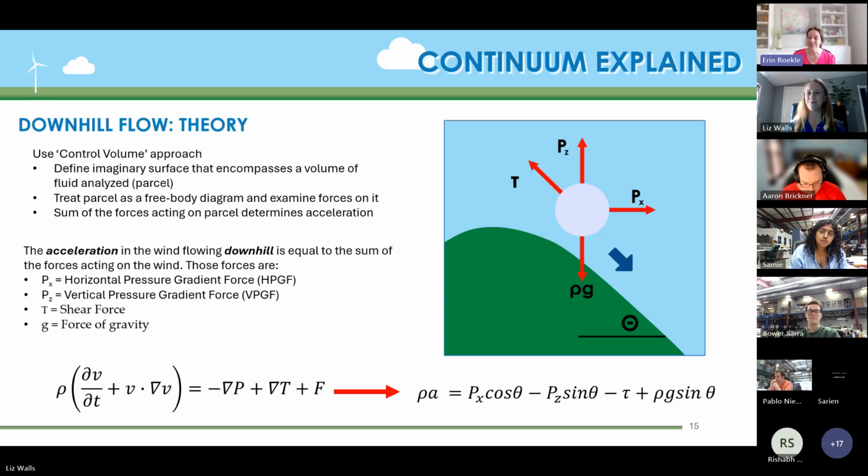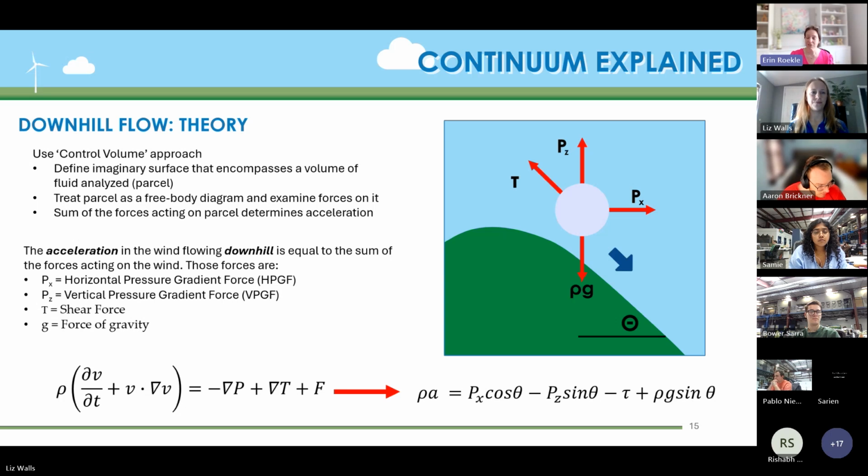So we have two different pressure gradient forces: a pressure gradient in the vertical, and a pressure gradient in the horizontal. Those are what these two are. Are you guys seeing my mouse? Okay, perfect. So these are the two pressure gradient forces that we're looking at. But then we also have gravity that's trying to pull our parcel down as well. And then in the opposite direction of our flow, we have a shear force that's trying to pull it back uphill.